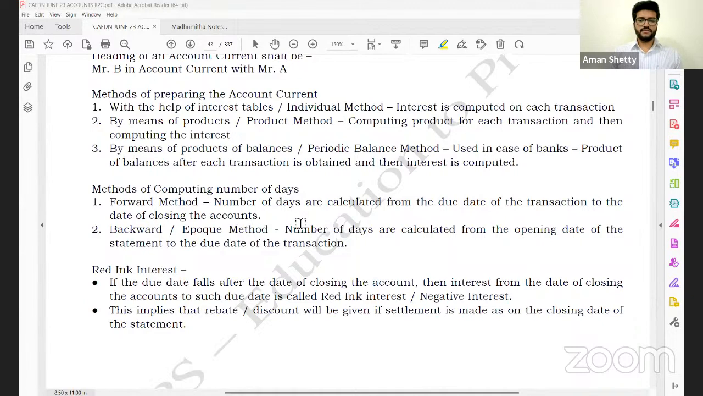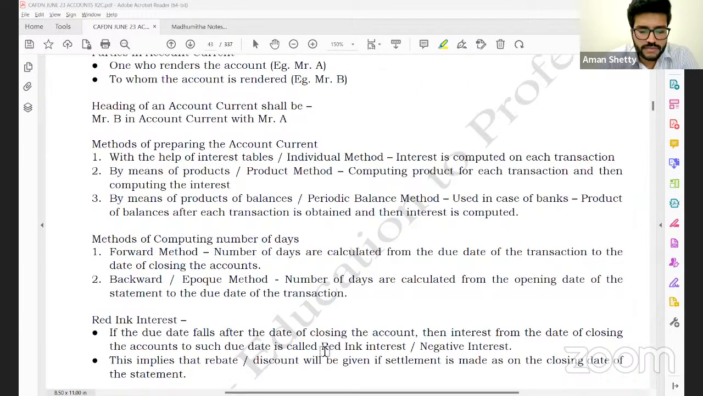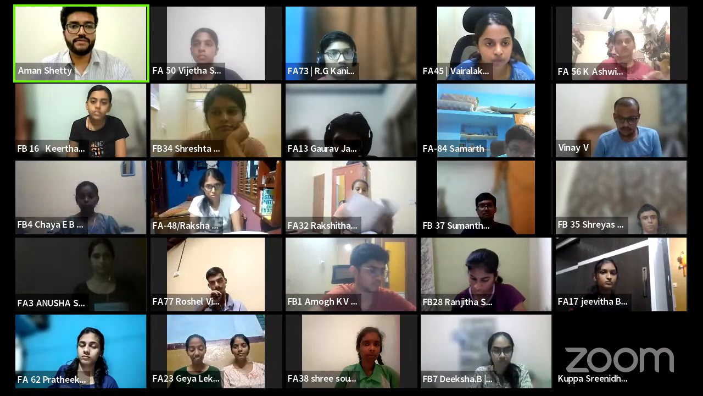Heading interest. If the due date falls after the date of closing the account, then interest from the date of closing the accounts to such due date is called heading interest or negative interest. This implies the rebate or discount will be given if settlement is made as on the closing date. Clear? Okay.